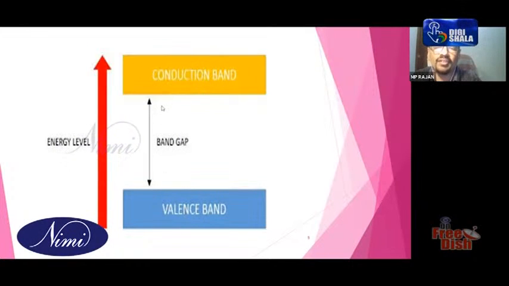Can you see the gap between the conduction band and valence band? This is the energy required to take out an electron from the valence band to the conduction band. This is called the energy level. So this gap is called the band gap. Different materials will have different band gaps.